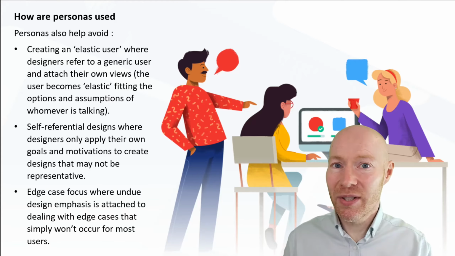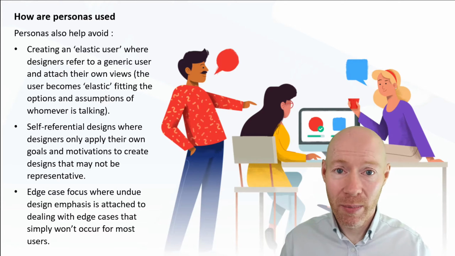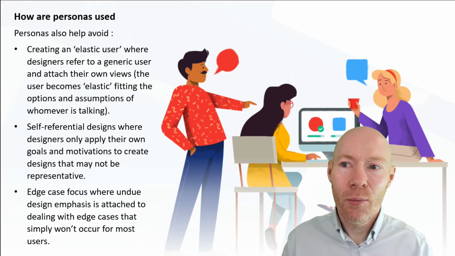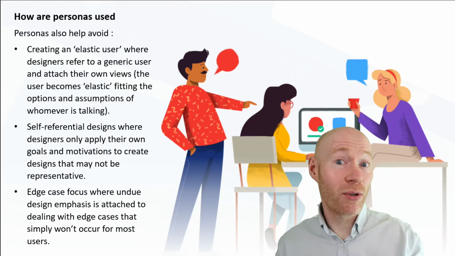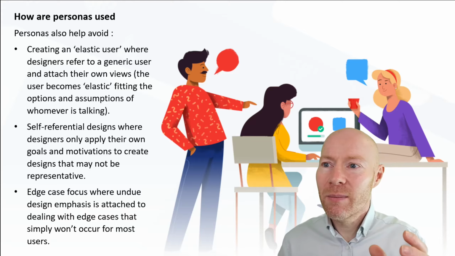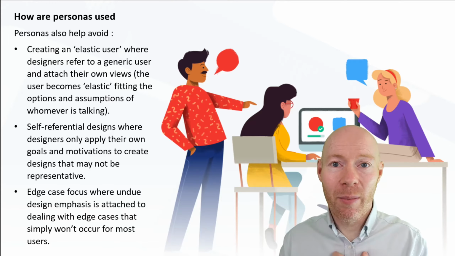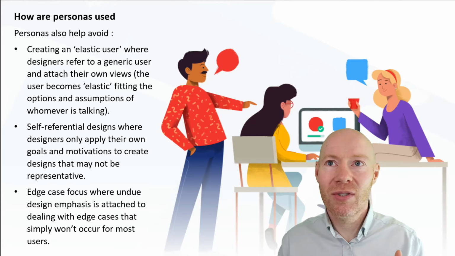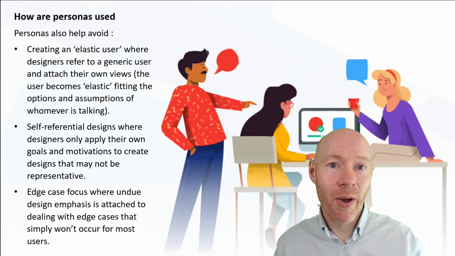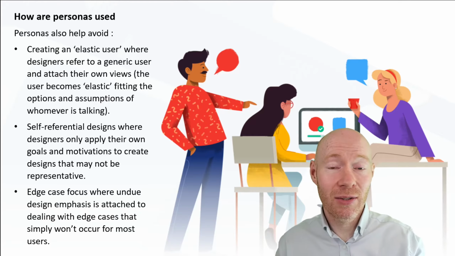They also help us, and these are some of the key important benefits, to avoid certain types of behavior. One is to avoid the idea of an elastic user, where we just use the idea of a user, a simple concept. We talk about our users and that's that. The problem with that is that it becomes elastic. If I'm talking about it, I'll have a certain set of assumptions in my mind that I attach to the word user. If you're talking about it, you may have a slightly different set of assumptions and you'll attach that to the term user.